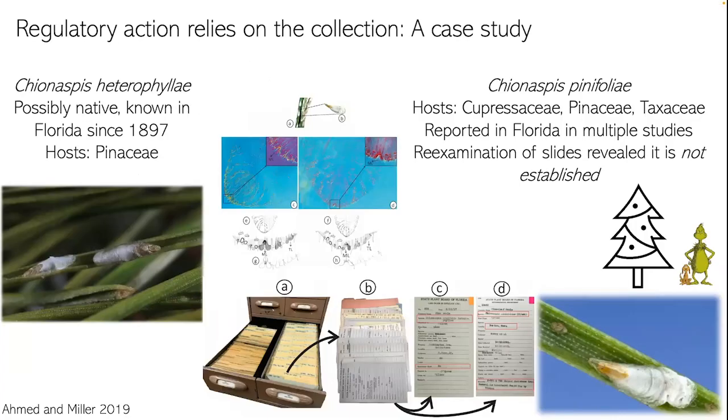Just a good point about how important identifications are for research and how it's easy to misidentify scales. This is a regulatory issue because for a long time we thought that Chionaspis pinifoliae was in Florida. But Z Ahmed and Doug Miller went back and re-examined the slides in our collection and realized it actually was not in Florida. And this is a regulatory issue because this is actually coming in on Christmas trees into Florida from the northern states. So it actually does need to be a regulatory species. But for a while, we thought that it was in Florida, but it actually turns out it's not.